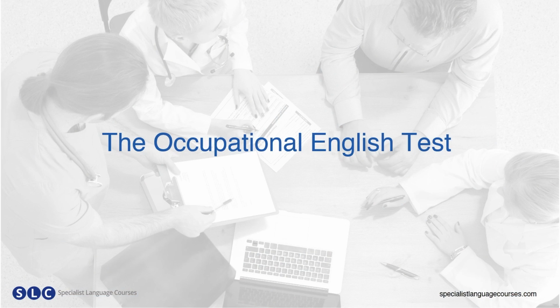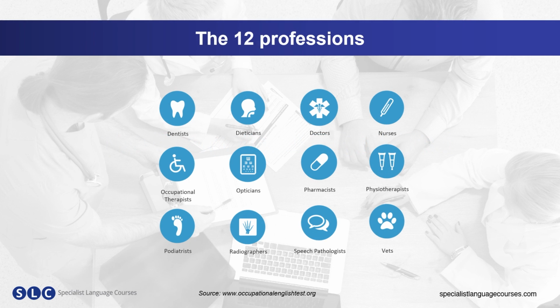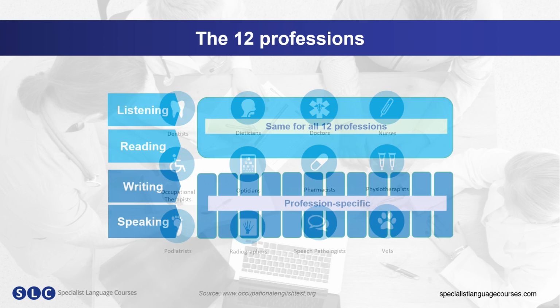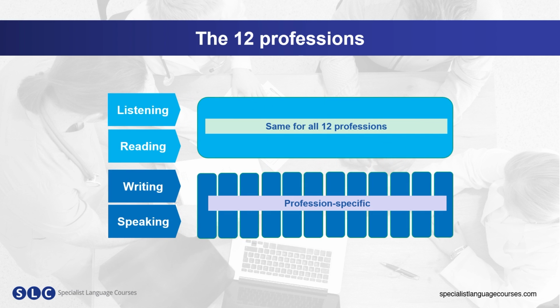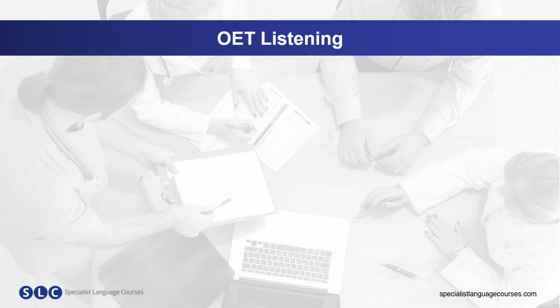So the Occupational English Test, or OET, is an English language test available for the following 12 different healthcare professions. The listening and reading papers of your exam are the same papers taken for all 12 professions, but the writing and speaking papers are profession specific, where you will write and speak as a nurse. So what does the exam look like? Let's take a brief look at each of the papers.